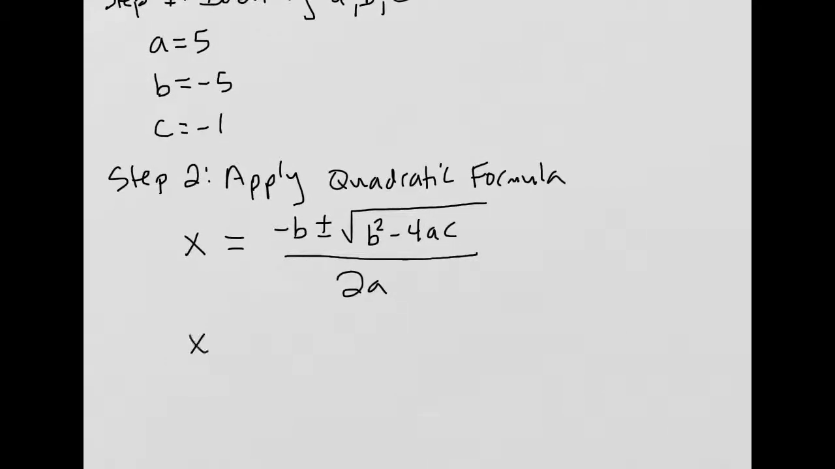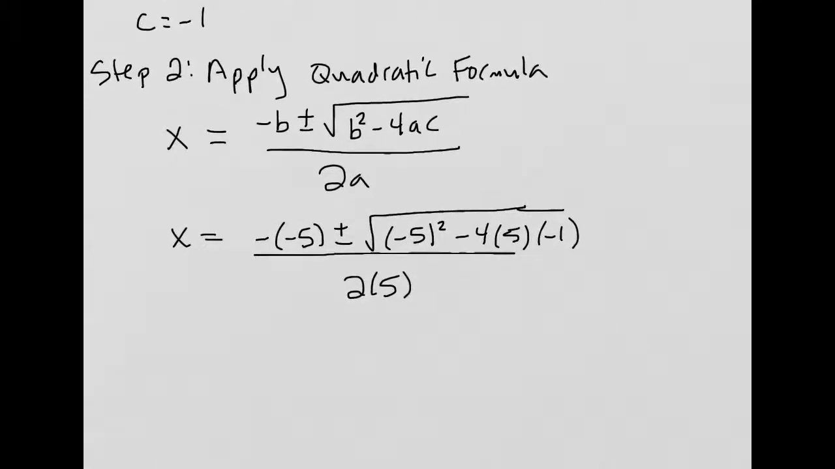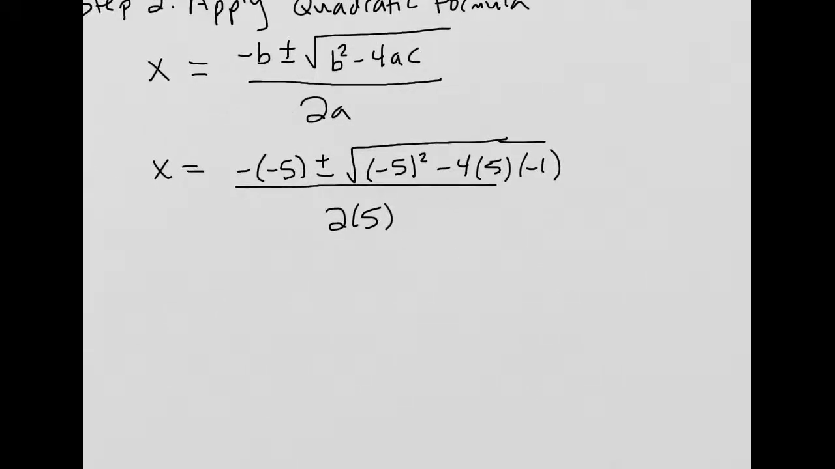So we've got x equals the opposite of negative 5 plus or minus the square root of negative 5 squared minus 4 times a times c, and then all over 2 times a. Okay, now we just have a lot of simplifying to do. So let's just take this step by step. So the first thing that I see is we've got this opposite of negative 5. Well, the opposite of a negative is just positive, so we get 5.